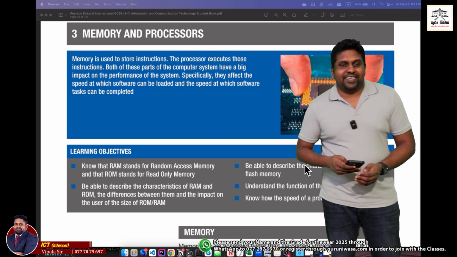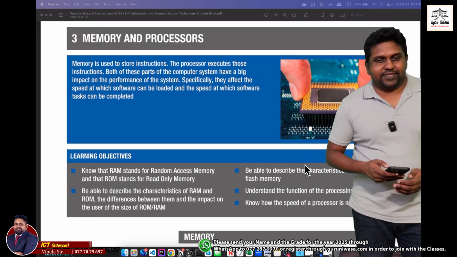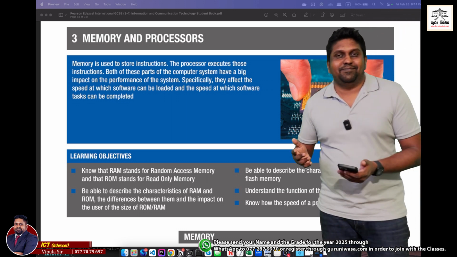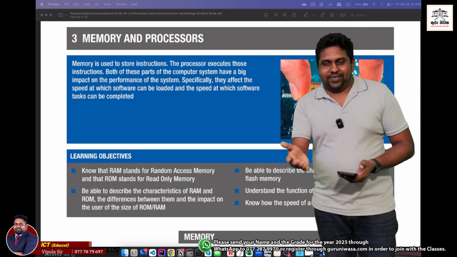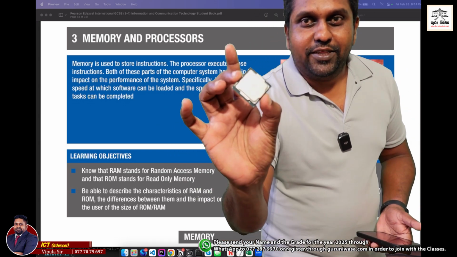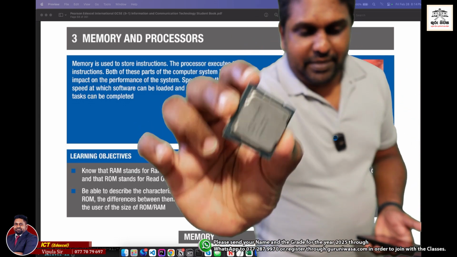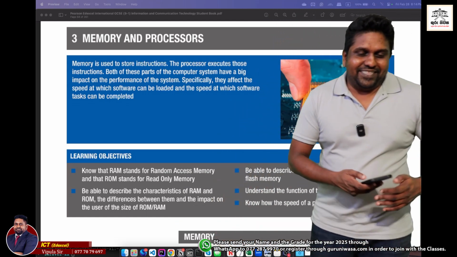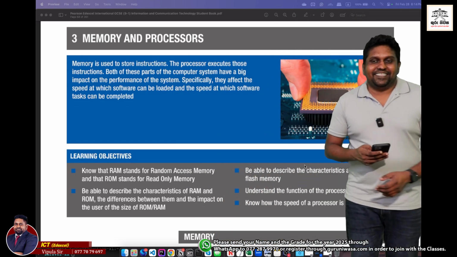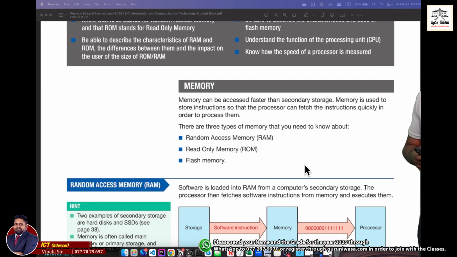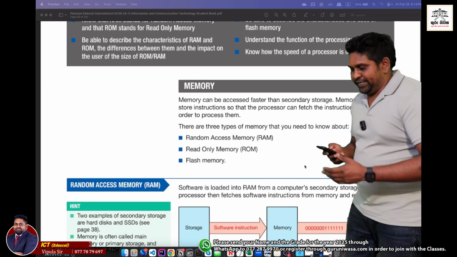Perfect. Okay, so memory and processors. So processors, you guys have seen CPUs. I have showed you. I think I have it lying around. I have that table on the table as well. So we have a CPU here, as well as we do have different types of RAM as well. So we are going to talk about these 2 points. Okay. So let's start by going through memory.